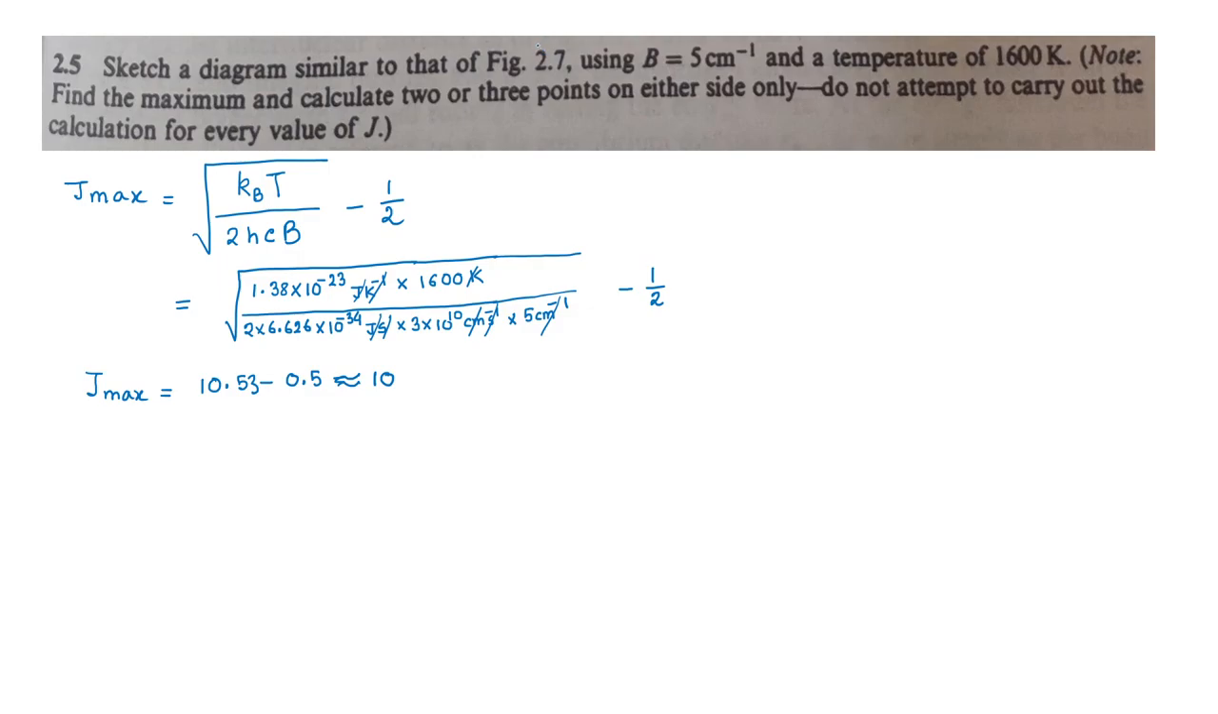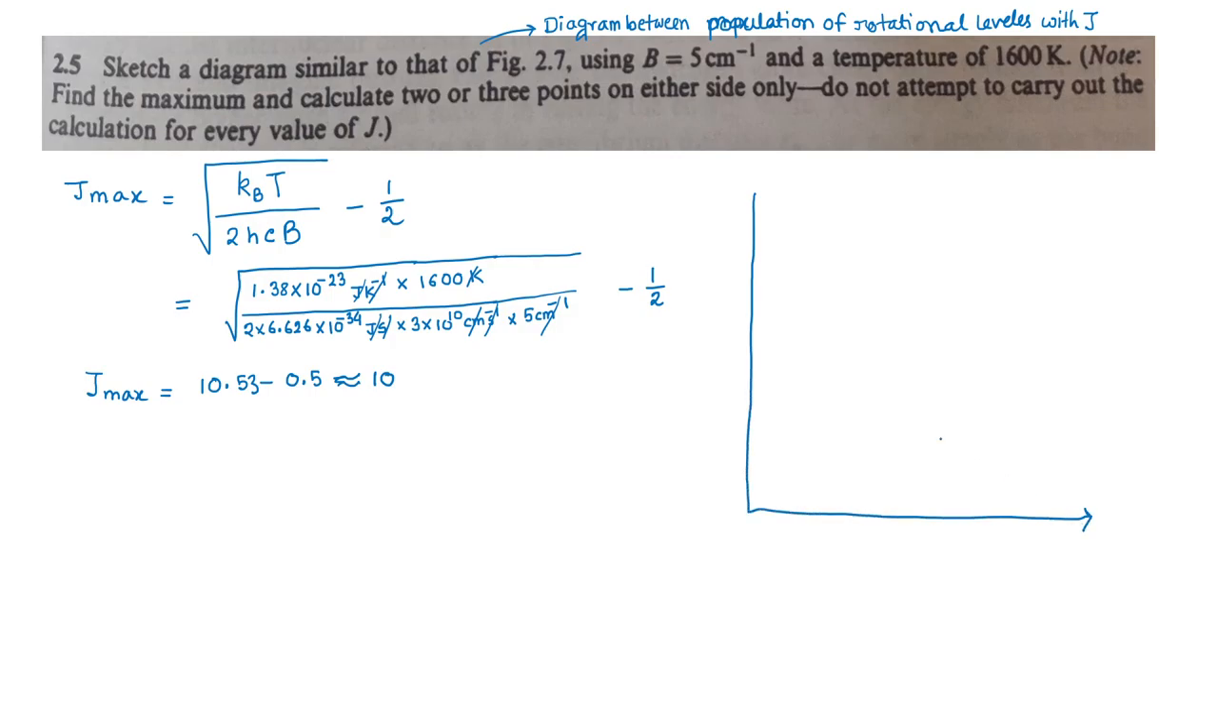And this diagram is actually a diagram between the population of rotational levels with J. So here actually the thing looks like this, right? So this is J. Suppose this is 10, we know this is maximum, right?